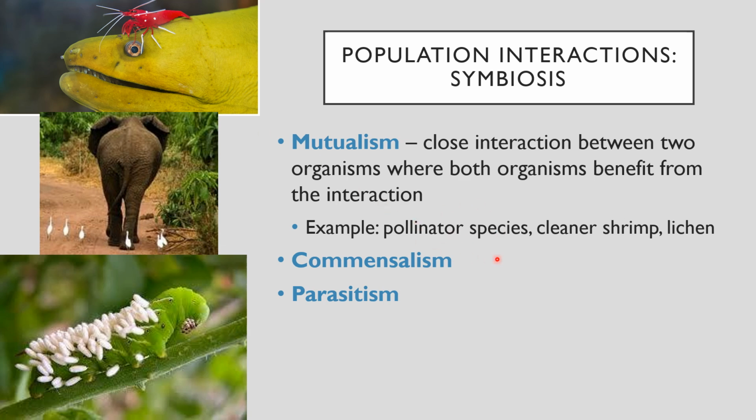Any type of pollinator species, you're looking at the same thing. The plant is benefiting by being able to reproduce because of the help of the pollinator, and the bee or the fly or the mosquito or whatever it is is getting a benefit because it's getting food from the plant. Then we have lichen. This is an interaction between a fungus and a plant, and they help each other to survive in areas where otherwise they may not be able to.